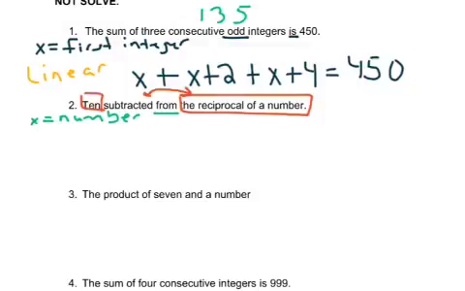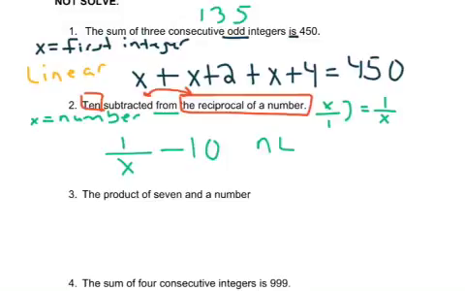So if I start to do that, the reciprocal of a number. If x is my number, remember the reciprocal just flips it. So if x was my original value, if it's not in fraction form, put it over 1. And if I flip that, 1 over x is my reciprocal. So I would have 1 over x. I see the word subtracted, so I'm going to put my minus sign, and then 10. This is going to be nonlinear because my variable was in the denominator. Anytime you have a variable in the denominator, it is nonlinear.